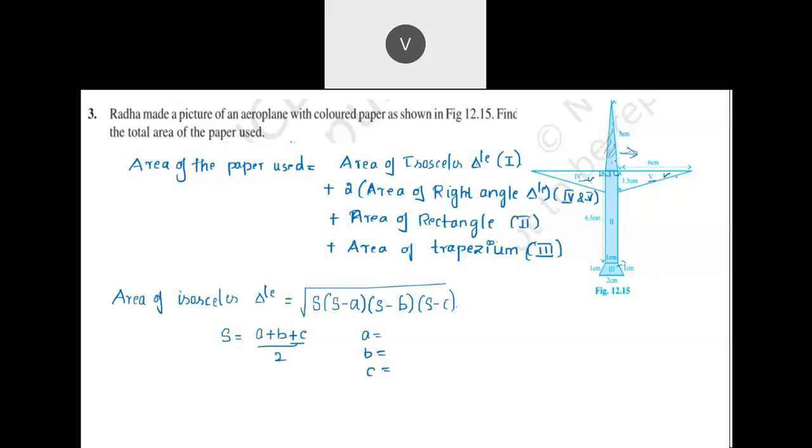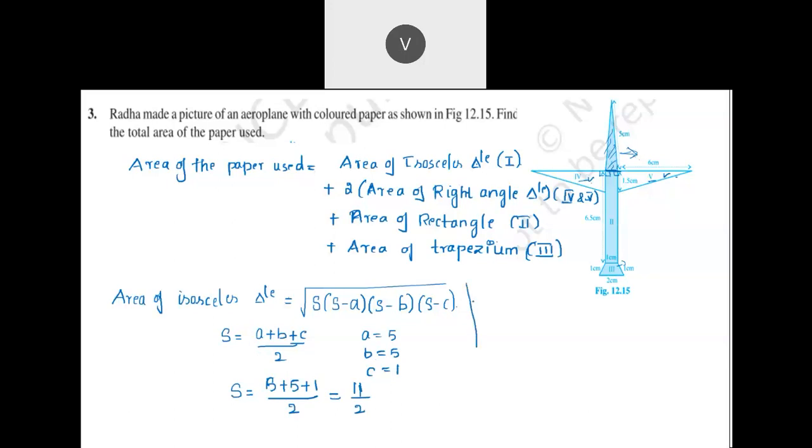This is an isosceles triangle, right? Yes. A value is equal to 5 centimeter. B value is also equal to 5 centimeter. And what about C value, children? 1, ma'am. Okay. So C value is equal to 1 centimeter. Now substitute all these values here and find S value. S is equal to A plus B plus C by 2, which is 5 plus 5 plus 1 by 2, equal to 11 by 2. Okay, S value is 11 by 2.